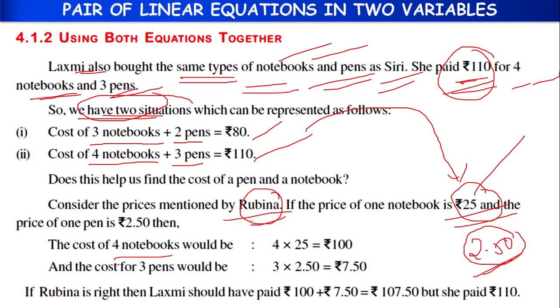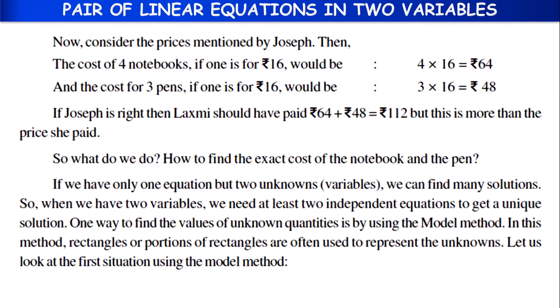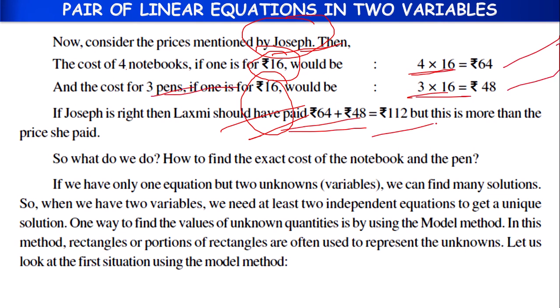Lakshmi has bought 4 notebooks and 3 pens. So 4 into 25, 100. 3 into 2.50, 7.50, which makes 107.50. But she paid rupees 110. So Rubina's guess was wrong. What about Joseph's guess? Notebook 16 rupees, pen 16 rupees. Let's apply it to Lakshmi's situation. 4 notebooks, 4 into 16, 64. 3 pens, 3 into 16, 48. 64 plus 48 is 112, which is more than she paid. So Joseph's guess is also wrong.